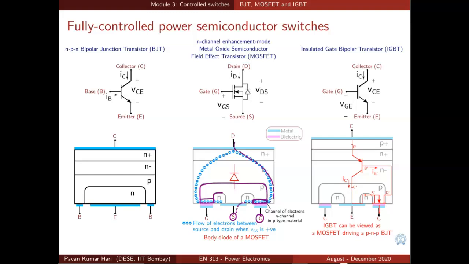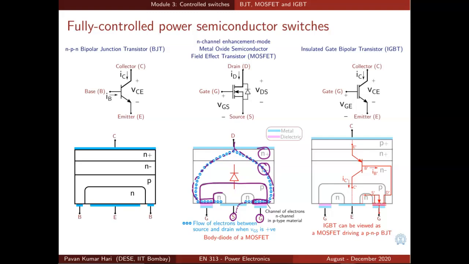Because once you cross this channel, everything else is n type only. This is n minus, this is also n plus. So it's all n type, so conduction can easily happen. And similarly in the other part of the device. The point to note here is that electrons can flow either way. They can flow from drain to source or source to drain, because the channel is just a path to facilitate the flow of electrons.